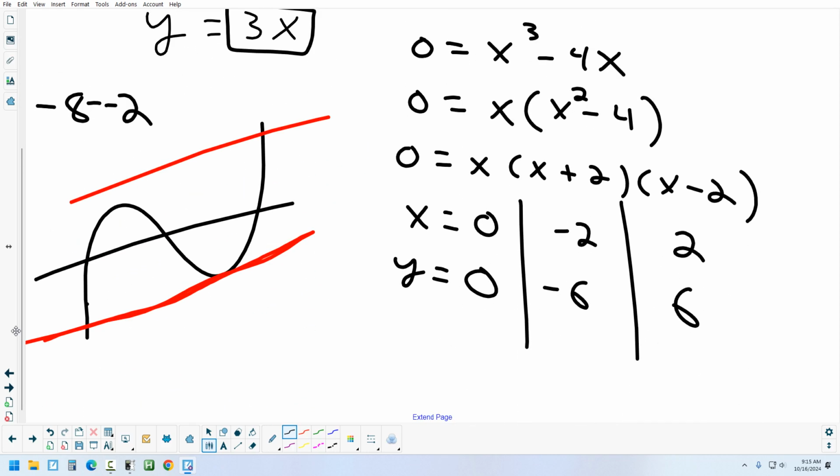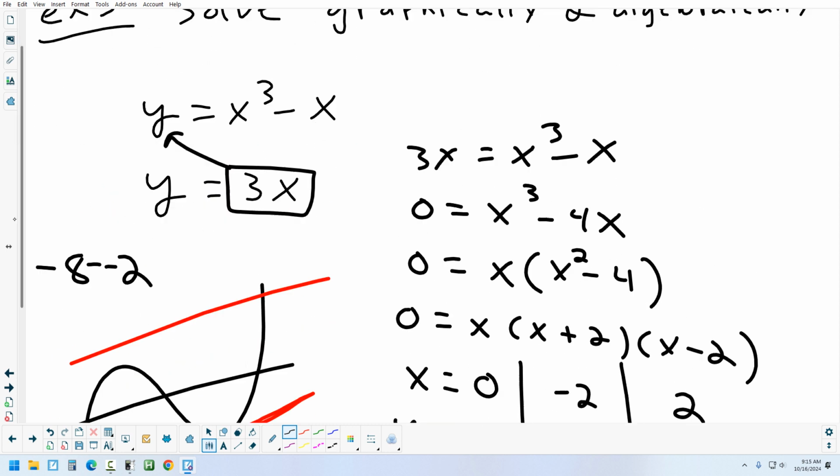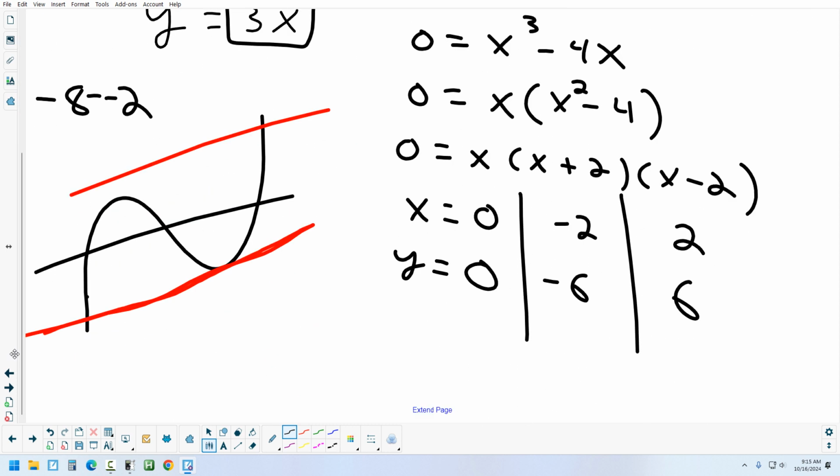Any question on that one? If you put them in a table like that, I can see which ones go with which. If you wanted to do coordinates, you could write coordinates as well. So that's it for 3-7. Not much there. Questions on that? Okay.